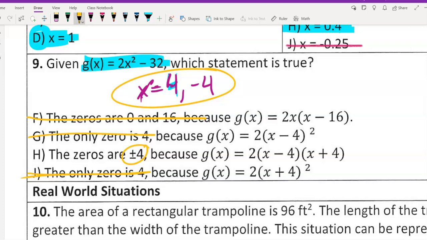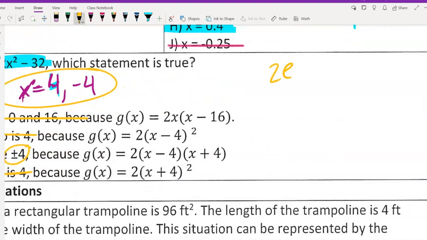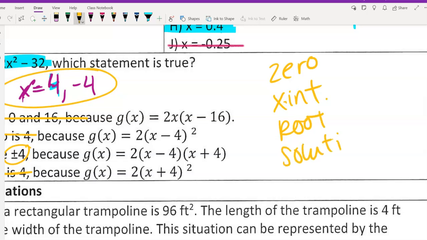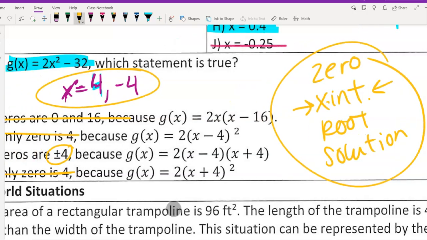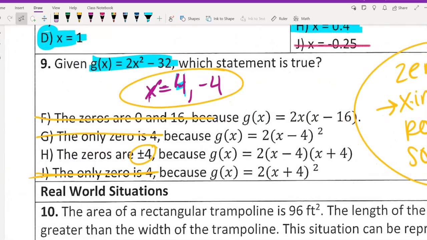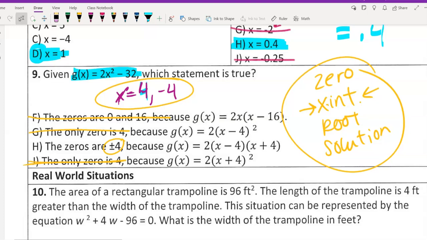Let's talk about what zero means. Zero means x-intercept. Another word for it is root, and solution. These all mean the same thing, x-intercept. So when it says zero, it says that to confuse you. It wants to know the x-intercepts, which we found were 4 and negative 4.